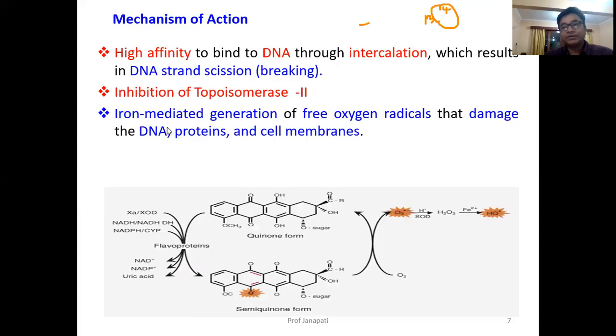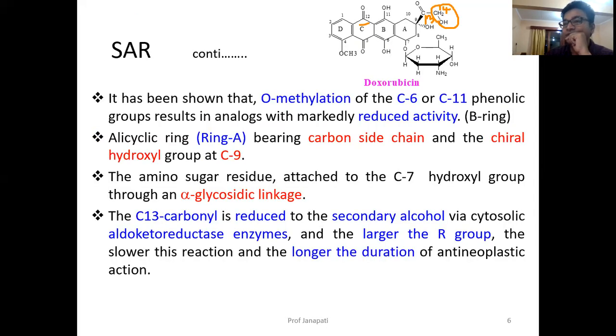Then this is about SAR. So what we learned: the basic ring has to be as such, and the pharmacophore has to be as such. The first one, we discussed the fourth-position methoxy group, you can remove. Next, the fifth, the double bond O can be made an imine group so that cardiotoxicity is reduced. Then we discussed the 6th hydroxyl group and the parallel 11th hydroxyl group. When you mask these with a methoxy group, activity is lost because there is no formation of hydrogen bonding.